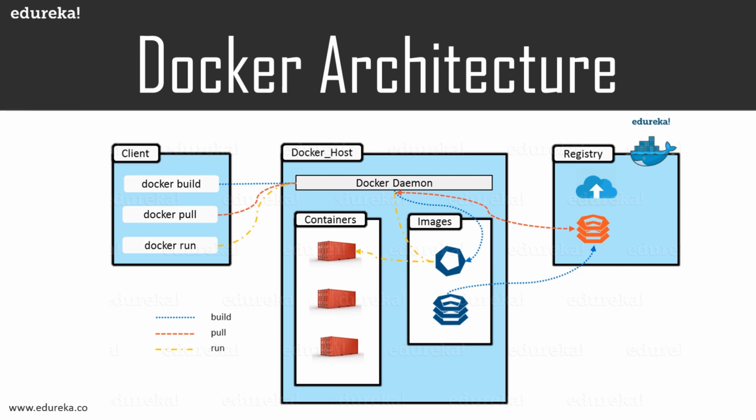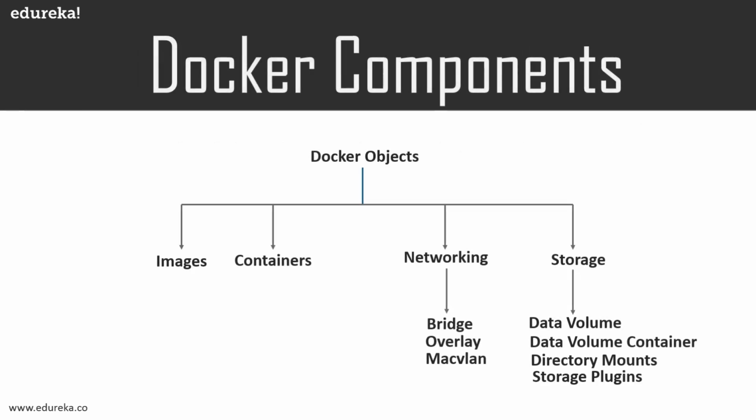Now we will talk about the Docker objects. As you can see on this slide, these are the various Docker objects, starting with images, containers, networking, and storage. Images are a read-only binary template used to build containers. Images also contain metadata that describes the container's capabilities and needs. Images are used to store and ship applications.